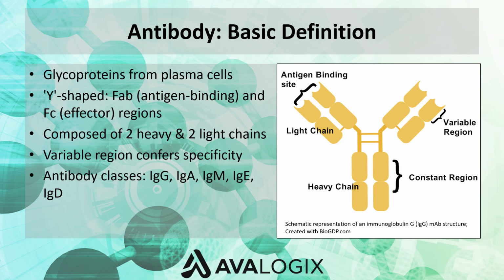There are 5 major classes or isotypes of antibodies: IgG, IgA, IgM, IgE, and IgD. IgG is the most abundant in serum and provides long-term immunity. IgA is found in mucosal areas and secretions like saliva and tears. IgM is the first antibody produced during an immune response and is excellent at forming immune complexes. IgE plays a role in allergic reactions and defense against parasites. IgD is mostly found on the surface of immature B cells. The specificity and adaptability of antibodies are what make them ideal for use in both diagnostics and therapeutics.